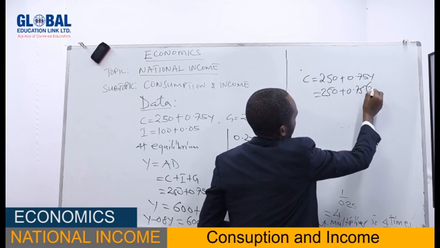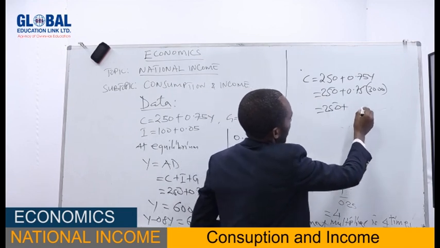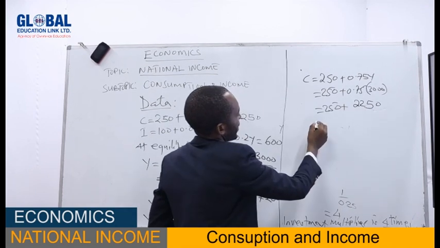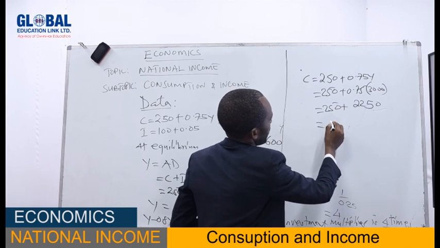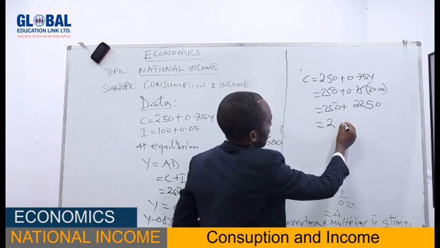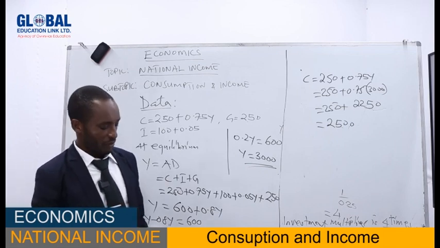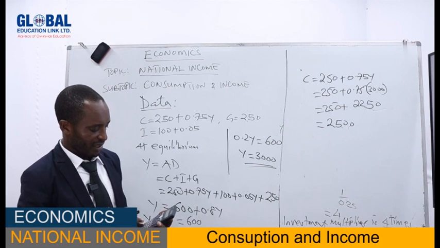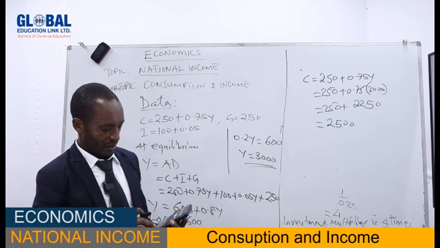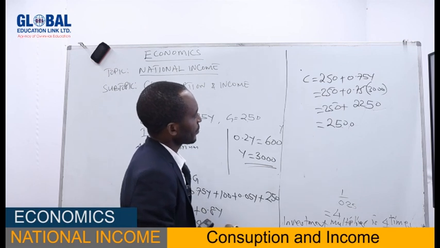plus 250. So when you add, our answer will be like that. So you need to use your calculator to prove that it is correct. So you take 3,000 times 0.75, then you add it with 250. So the consumption level will be 2,500.